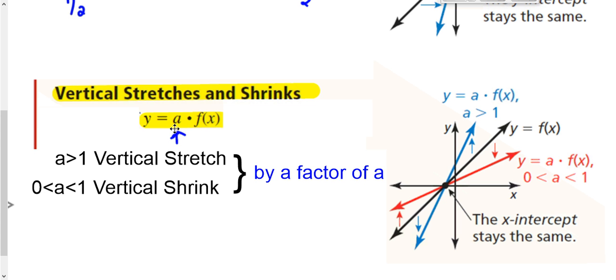So now, vertical, it is what it is. It's exactly as it seems. A greater than 1, so let's say 5, it's a vertical stretch by a factor of a, so by a factor of 5. If I have a between 0 and 1, so let's say 1/3, it is a vertical shrink by a factor of a, so that is by 1/3. Vertical, it is as it is. Horizontal is the one that gets mixed around a little bit. Okay, so let's put that to work.